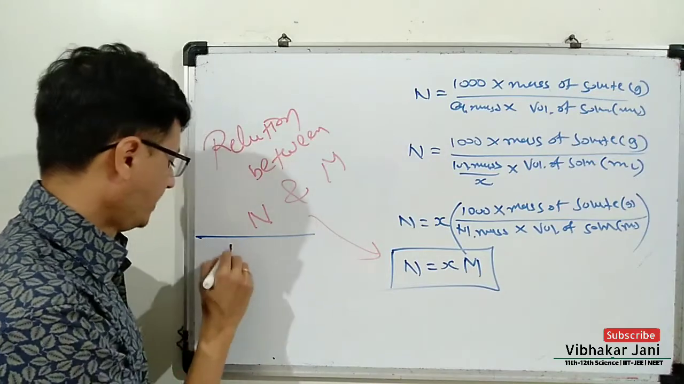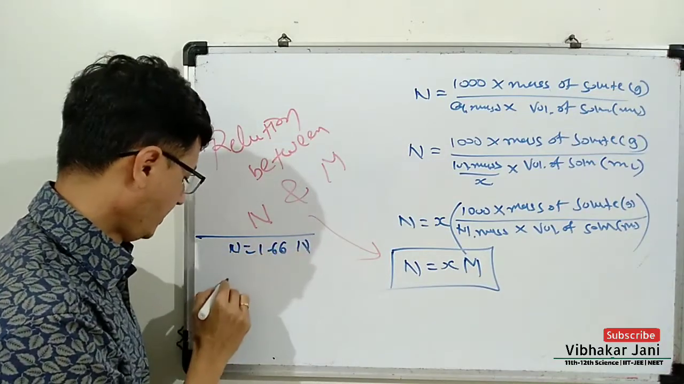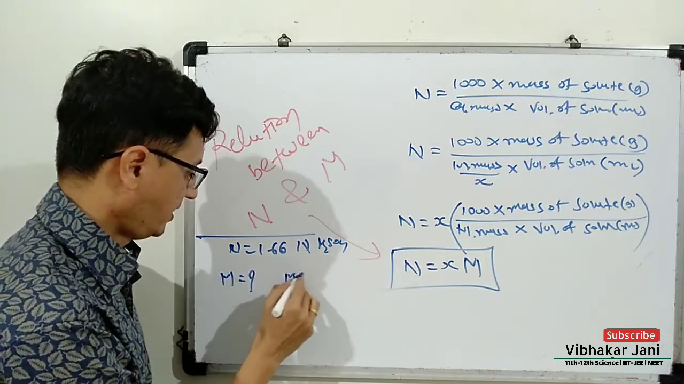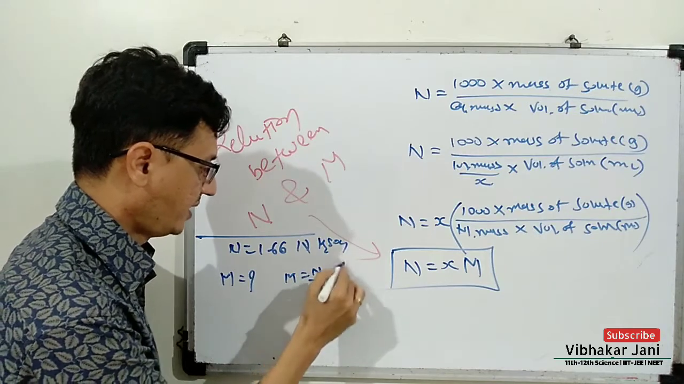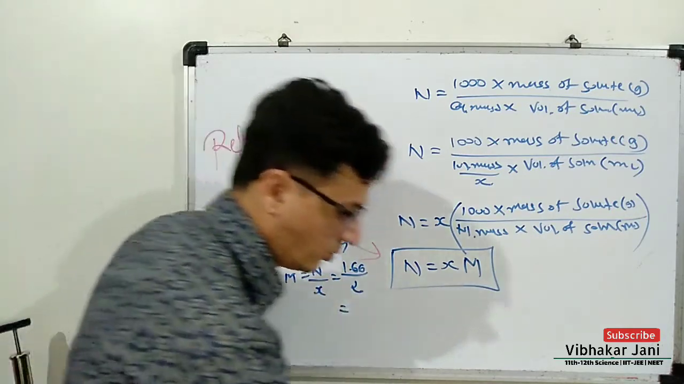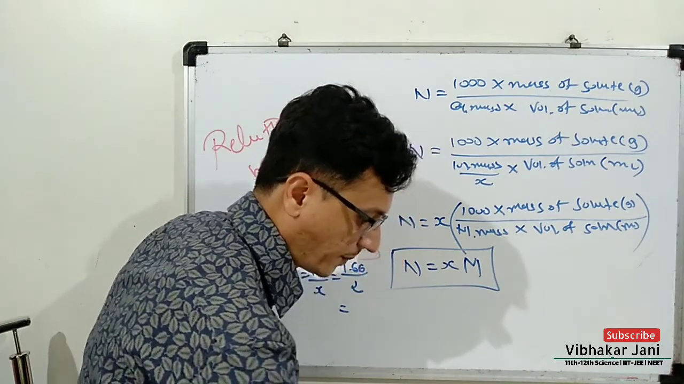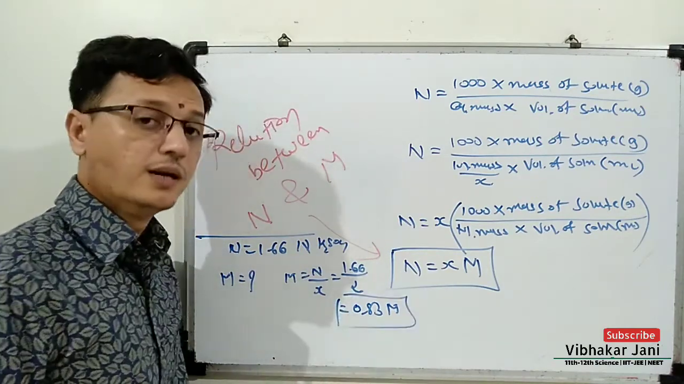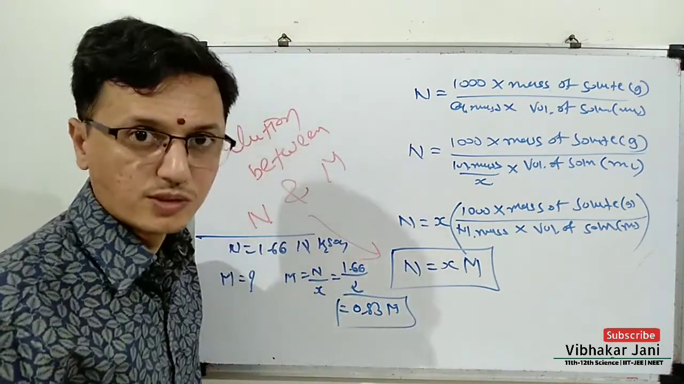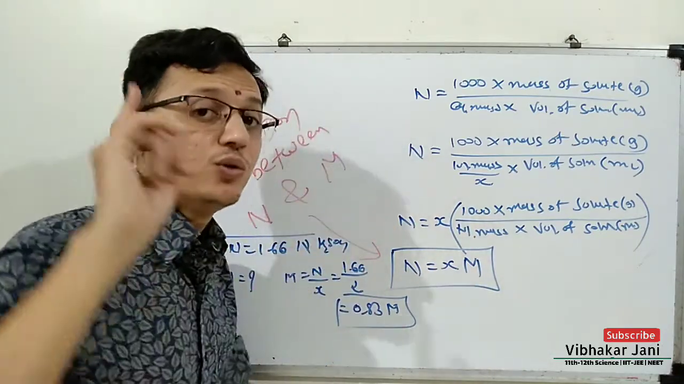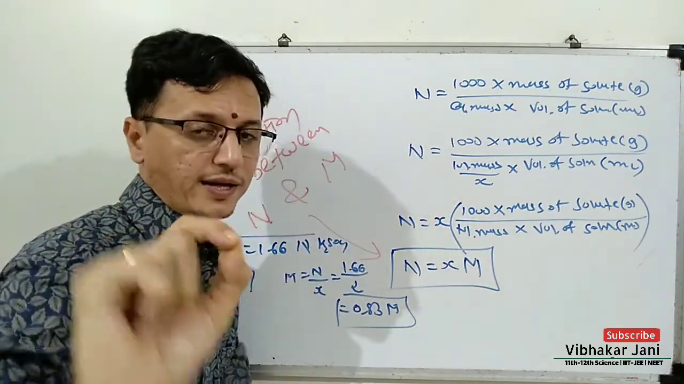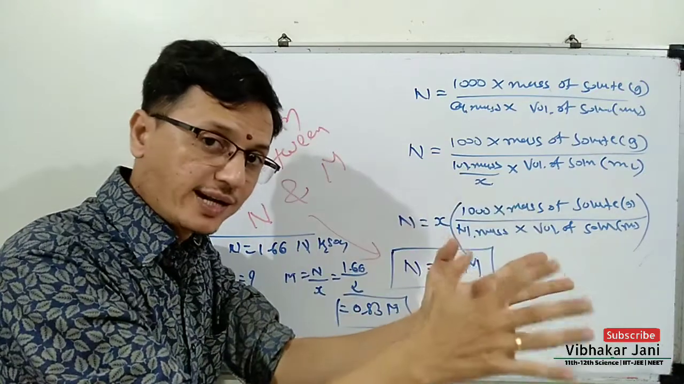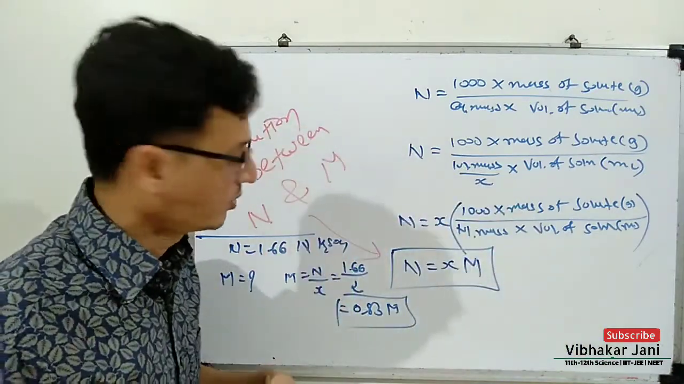If normality is 1.66 normal for sulfuric acid, and if you are asked to find molarity, then molarity is equal to normality divided by X, 1.66 divided by 2. So if you divide this by 2, then you will have the answer 0.83. This much molar will be the molarity of that sulfuric acid solution. That means if you have the value of normality of any solution, then you can predict the value of molarity also. Or if you have the value of molarity, then you can derive the value of normality also by using this formula.